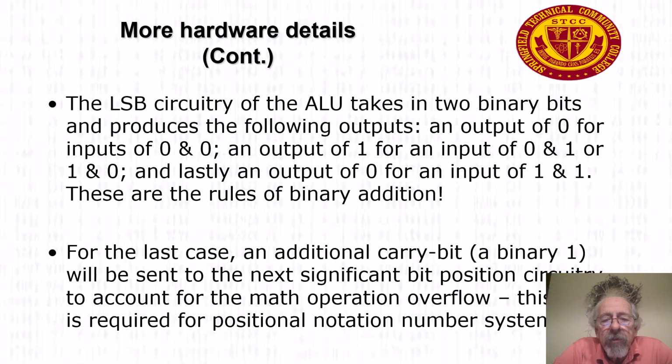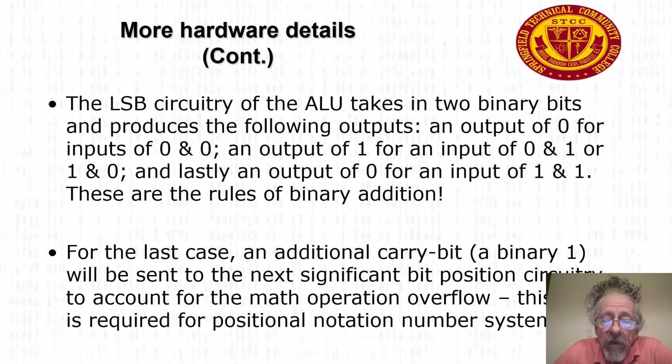The LSB circuitry of the ALU takes in two binary bits and produces the following outputs. An output of 0 for inputs of 0 and 0, an output of 1 for an input of 0, 1, or 1 and 0, and lastly an output of 0 for an input of 1 and 1. These are the rules of binary addition. For the last case, an additional carry bit, a binary 1, will be sent to the next significant bit position circuitry to account for the math operation overflow.